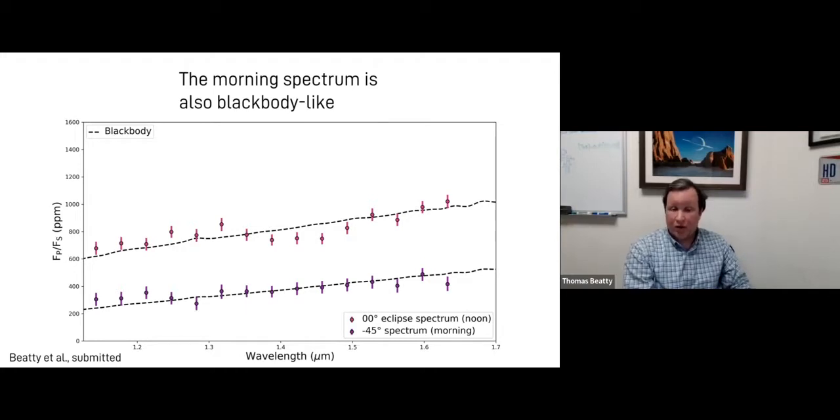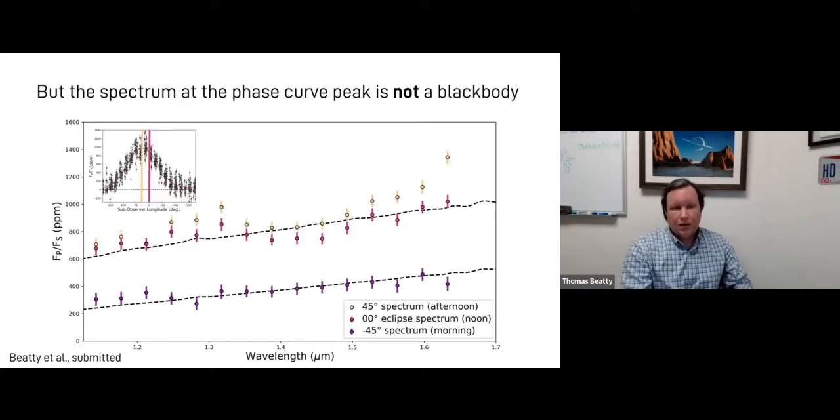And remember, these are all hemispherically integrated. So when I say the day side, that's across the entire day side. The morning is part of the day side, part of the night side as well. But the spectrum at the peak of the phase curve, which occurs in the middle of the afternoon, is not a blackbody. We start picking up a significant water absorption feature at this longitude. So the spectrum coming off of KELT-1 is changing as a function of longitude.